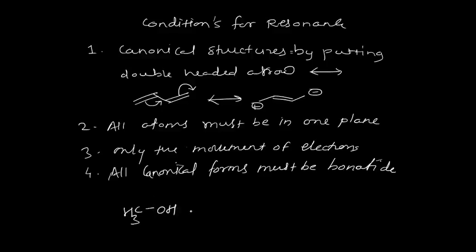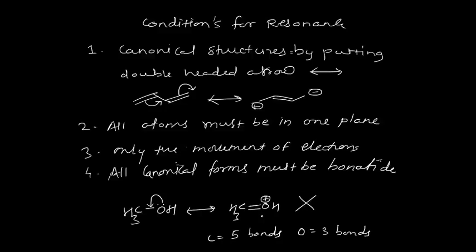CH3OH, when we are writing like this, we will have CH3OH, here we have a double bond and the positive charge. Now the carbon has five bonds and oxygen has three bonds. So this is not the correct way of writing the canonical forms.